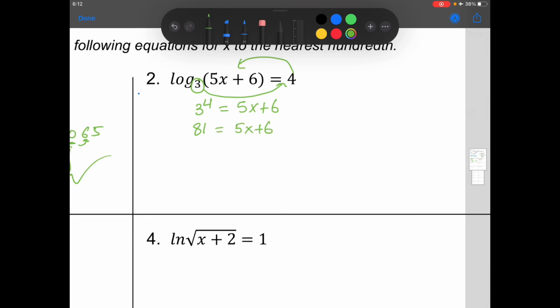It's a linear equation. So I'll subtract 6. I get 5x equals 75, divided by 5, I get x equals 15. Again, take this 15 and substitute in here. 5 times 15 is 75, plus 6 is 81. So that is a positive number. This whole number is positive, so this is good.